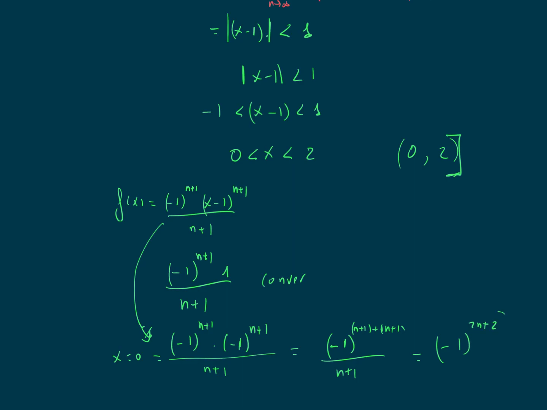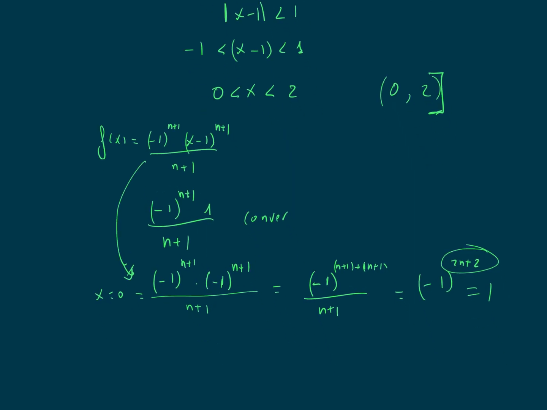Now, this is an even number for any n. N equal 1 is 2 times 1 plus 2, 4. N equal 2 is 4 plus 2 is 6. So this series, when x equals 0, is 1 divided by (n+1). That is the harmonic series that diverges. As a conclusion, the function itself diverges at 0 and converges at 2.